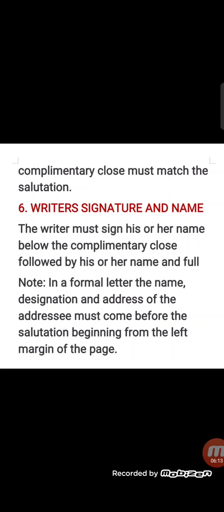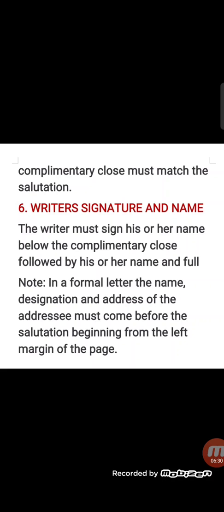Now the sixth point, the writer's signature and name. Yes, that is most important. The writer must sign his or her name below the complementary clause, followed by his or her full name. You are going to write your full name.